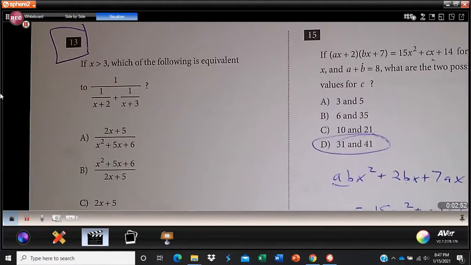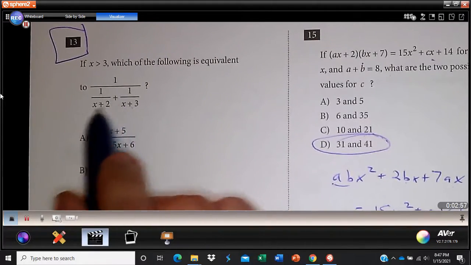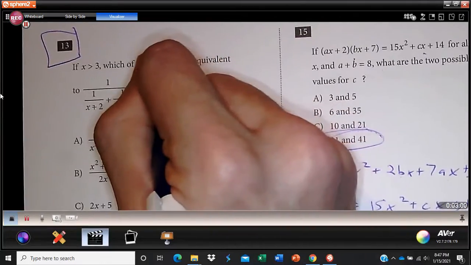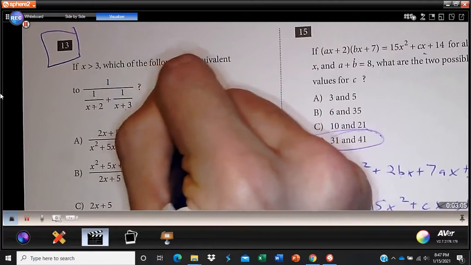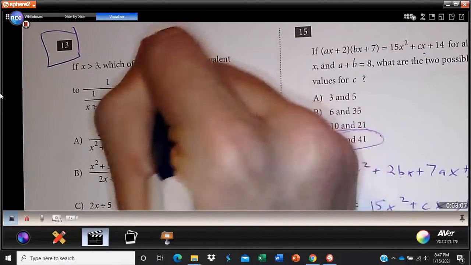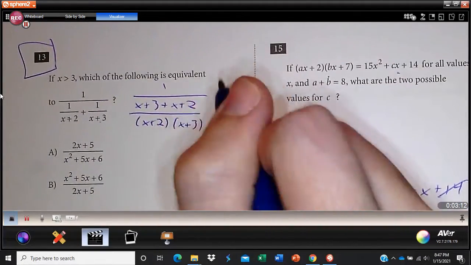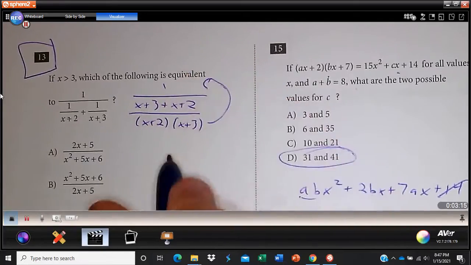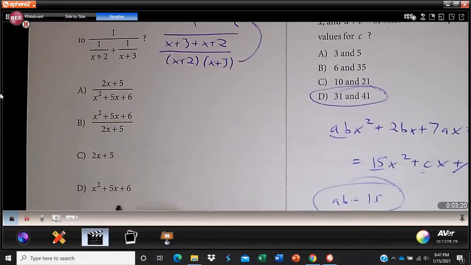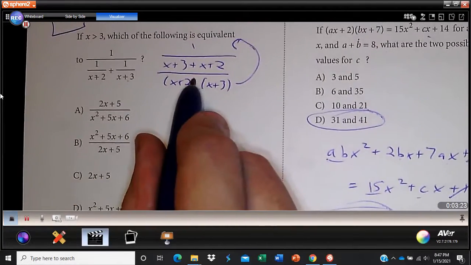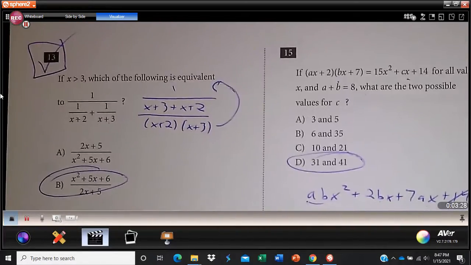13. Okay, whatever. Which of the following is equivalent to this? Okay, so immediately I want to combine these together. So this is really x plus 3 plus x plus 2 over x plus 2 times x plus 3. So it's really that when I do it, or simplify it. And then, okay, so that's going to come up here. So then that's going to be a second degree thing on the top. And then it's going to be 2x plus 5 on the bottom, so it's B. And I'm going to mark that as correct.